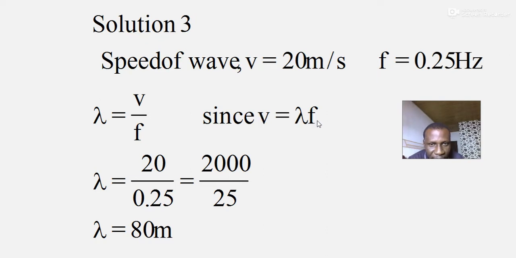So using the straightforward formula, speed equals lambda times f, frequency times wavelength, making wavelength the subject of the formula because that is what is required. I think this is quite straightforward. We get the result, 80 meters. So as a learner, do well to make the substitution, divide and confirm your answer.